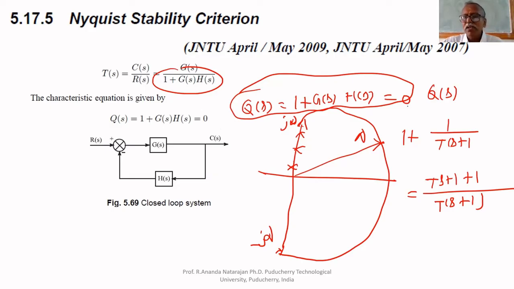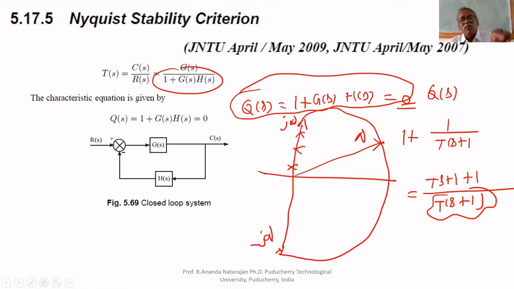Because you are equating the characteristic polynomial to 0, the denominator becomes 0. We are assuming we take only the numerator. If we take the characteristic polynomial, we should talk about the numerator of Q of S. That is, the zeros of Q of S should not be on the right hand side. Am I correct or not? Very difficult to digest, because so far we have seen that the poles should not be on the right hand side.